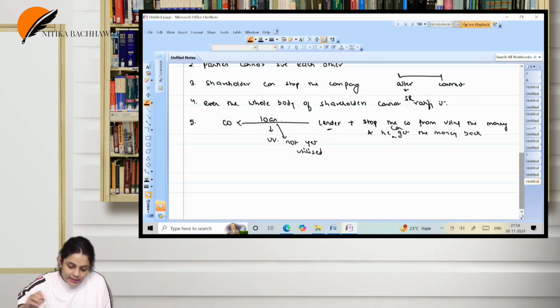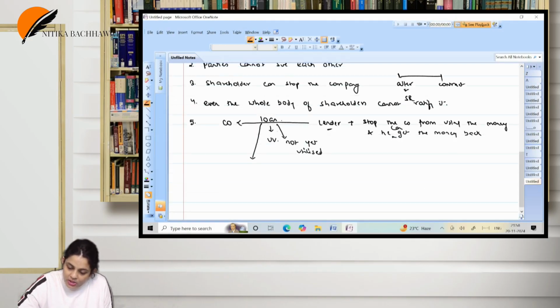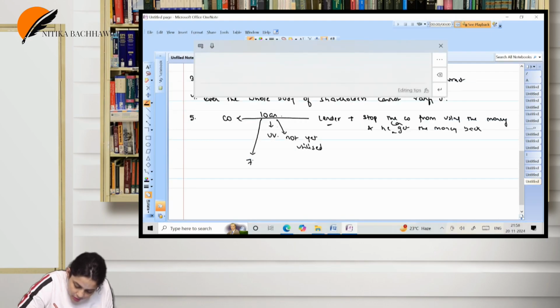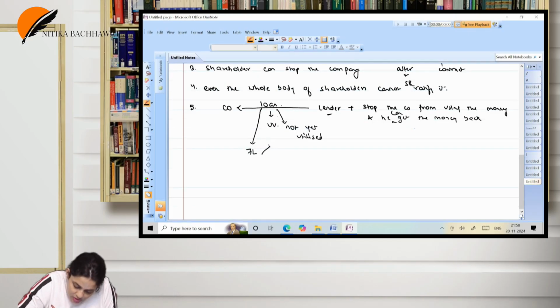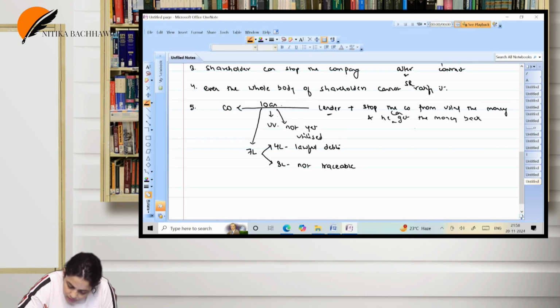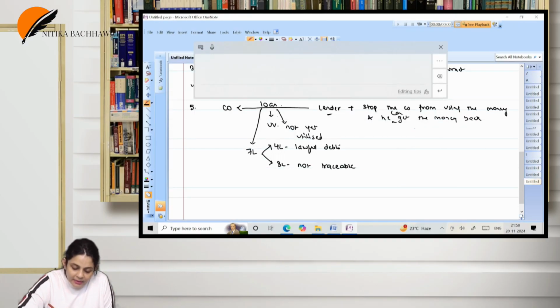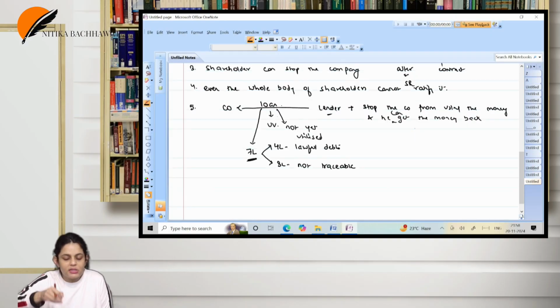Correct? Let us say company took a loan which was ultra vires. Okay? Company took a loan. Let's say the loan was 7 lakh rupees and this was ultra vires. Now, in the books of accounts, 4 lakh has been used for some lawful debts, and remaining 3 lakh is not traceable. Now, is the company liable to pay this 7 lakh? No. Why? Because it is ultra vires.